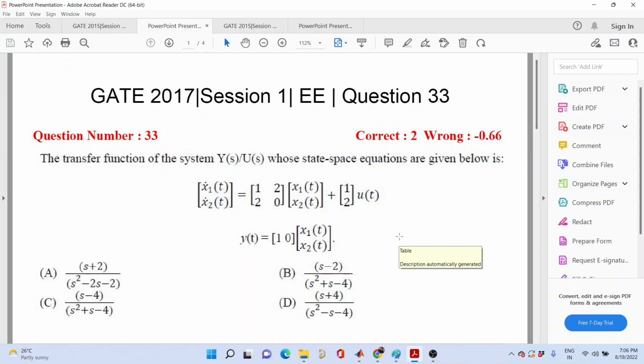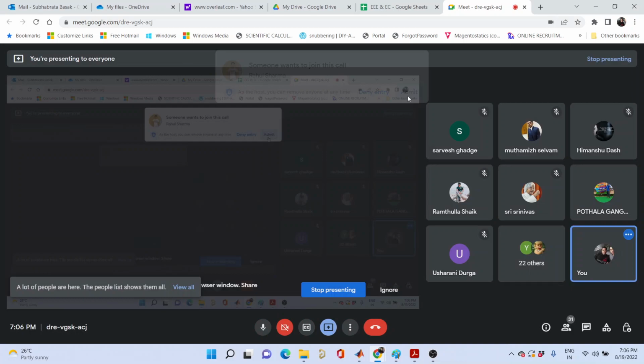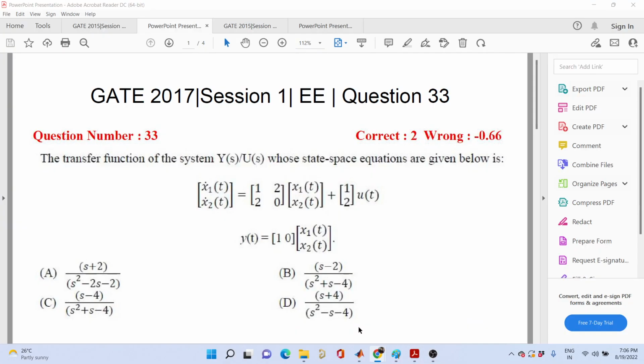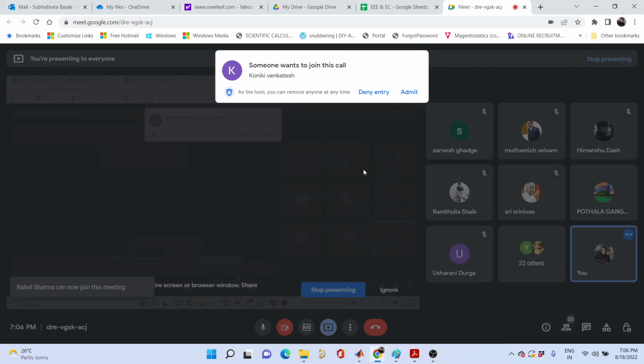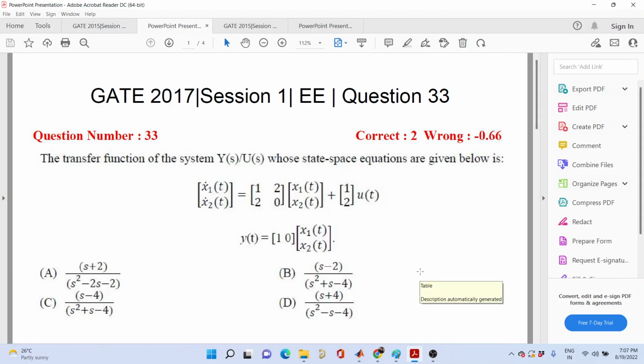Anyone else who can challenge him on what he has said? Anybody wants to challenge? Sir, I am saying option B, sir. You are saying option B. Okay, and your name is? My name is Gangadhar. Gangadhar is saying option B, and Ramtula is saying option D. Let's see what is the correct option.